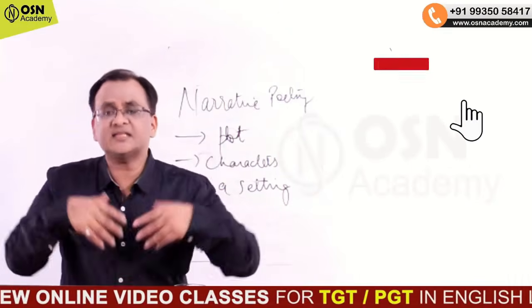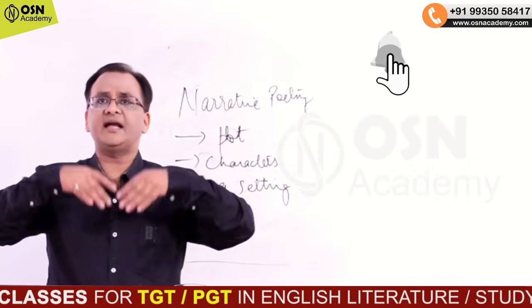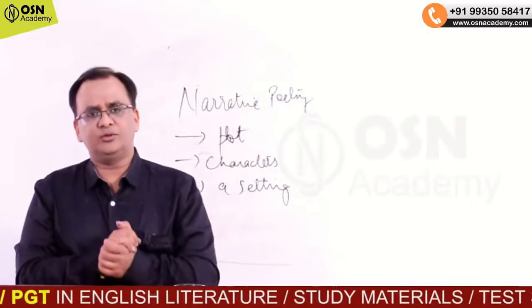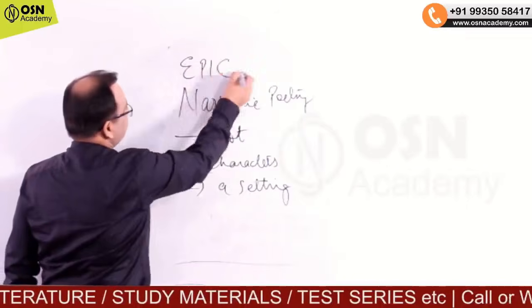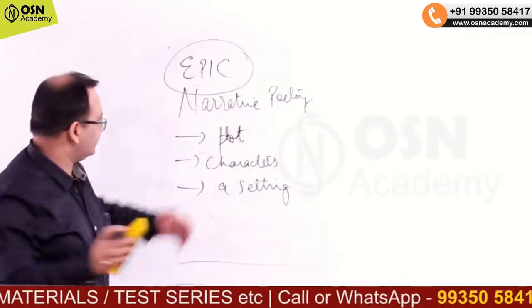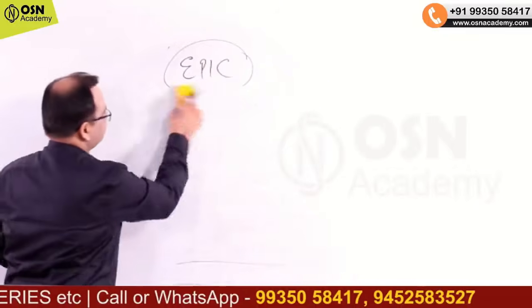And the loftiest form of narrative poetry, जो सबसे magnitude, सबसे ऊंचा प्रकार का नैरेटिव पोइट्री अगर कोई होती है, so that is known as epic. उसको एपिक कहते हैं. और एपिक किस में डील करता है? एपिक डील्स विद गॉड्स एंड गॉडेसेस.